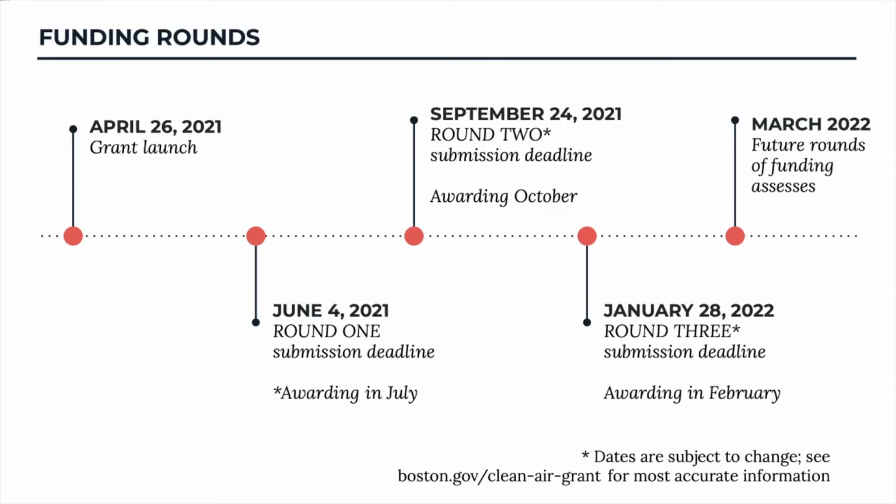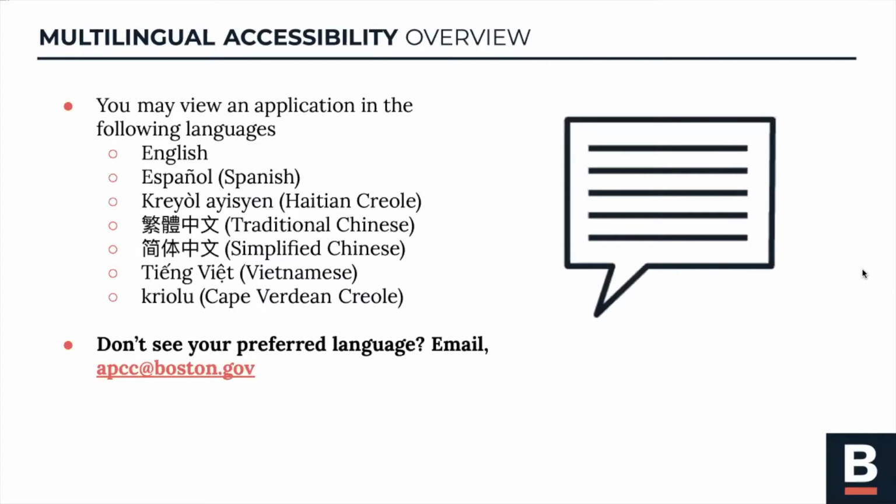So now thinking a little bit about our multilingual accessibility, which we're experiencing with our great interpreters today. The grant application and all its related materials and processes will either be translated or have interpretation services available. So all the related materials have been translated into the languages you see on the screen: English, Spanish, Haitian Creole, traditional Chinese, simplified Chinese, Vietnamese, and Cape Verdean Creole. And these languages were based off of some guidance from the Mayor's Office of Language Access.